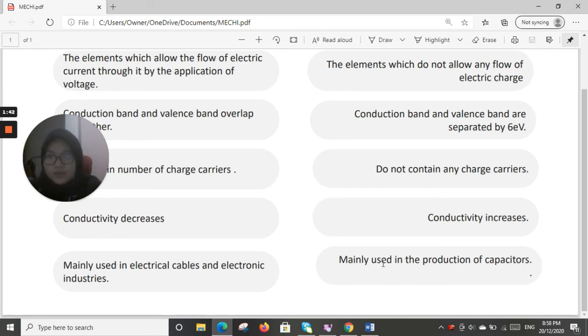While for the insulator, I chose glass as an example because it is primarily used in the production of capacitors. That's all from me.